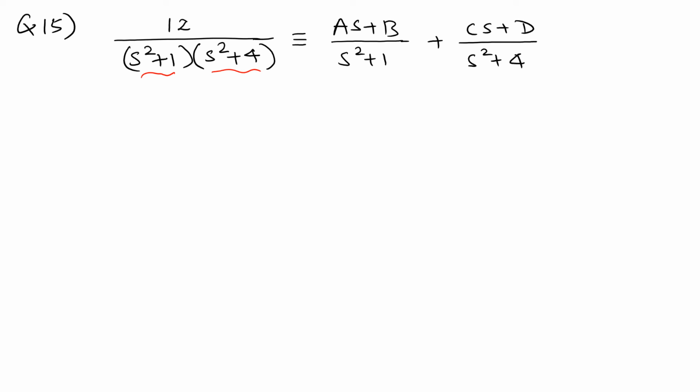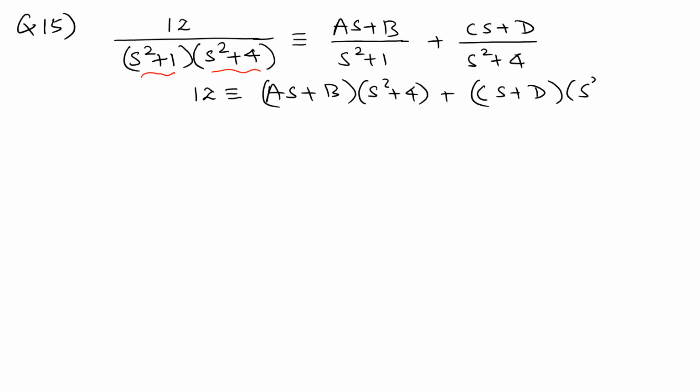Now we're going to use the standard argument here. We're going to multiply by the denominator on the left side. So you get 12 equal, we have as plus b times the other one, which is s squared plus 4, and the other one is cs plus d, times s squared plus 1. So that's the identity you get. This has to be an identity. These are not equal signs. These are identities, because we're going to use the property of identity.